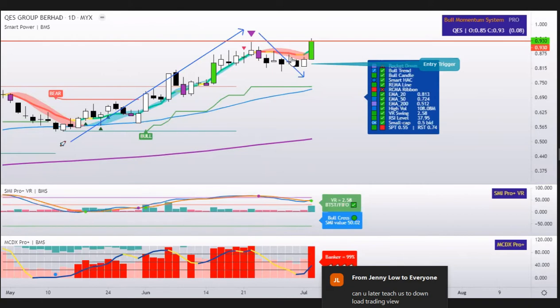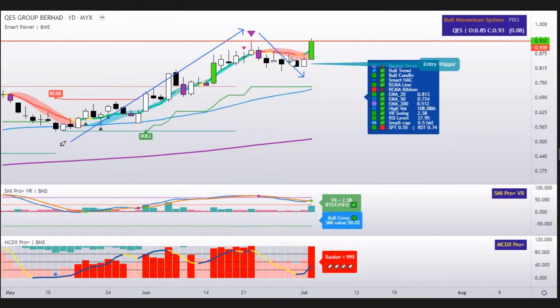Jenny Lau, TradingView you don't need to download. You only want to download it if you want to use the desktop version. If you have Google Chrome, you can just go to tradingview.com, open an account and straight away use it. It's a web-based charting system. You don't need to download anything.